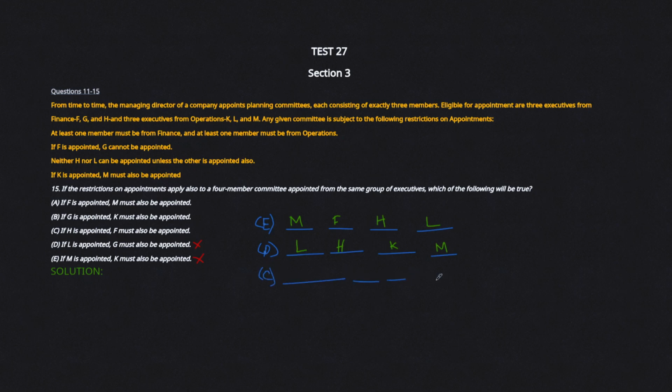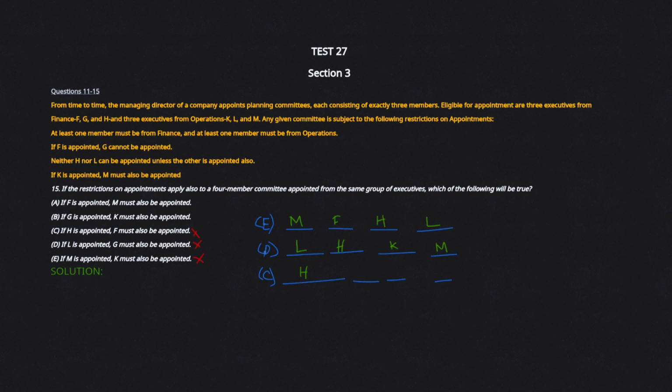Let's go for C. Let's see what C has. If H is appointed, F must also be appointed. Okay, H is appointed. F must also be, well, not really, because look, we can already establish it from the second one that we have appointed H here, but there is no F. So we can automatically say that if H is appointed, F is not a must to be appointed. So cross.